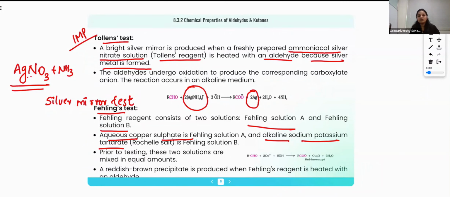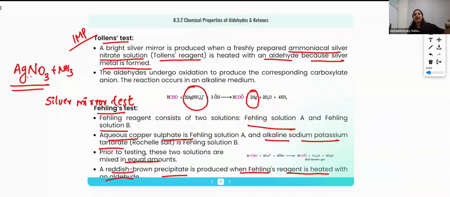Okay. Then what you have to do? See, I told you, you have to take an equal amount. Then, same thing. Fehling's reagent is added to the aldehydes and ketones. I have one test tube of aldehyde, another test tube of ketone. I am adding Fehling's reagent to both the test tubes and heating it. Then a reddish brown precipitate will be produced when Fehling's reagent is heated with the aldehydes.